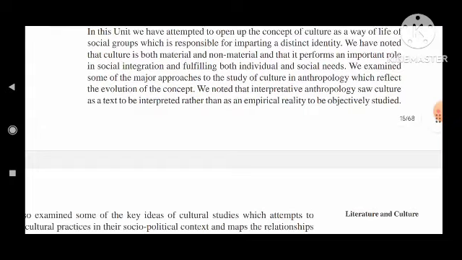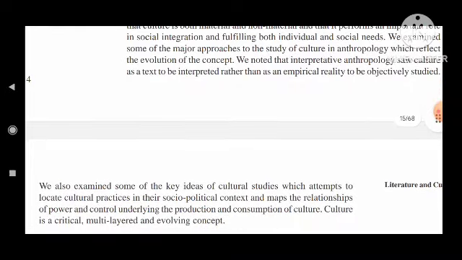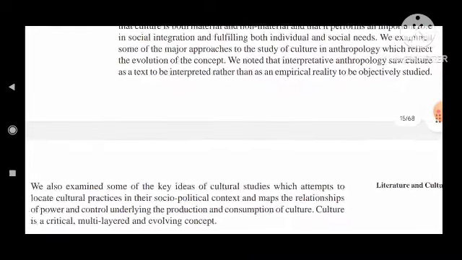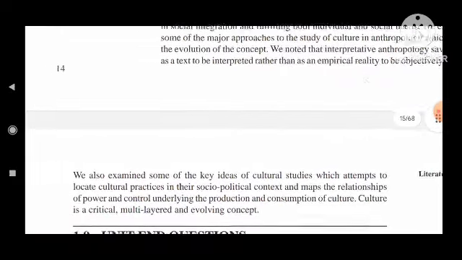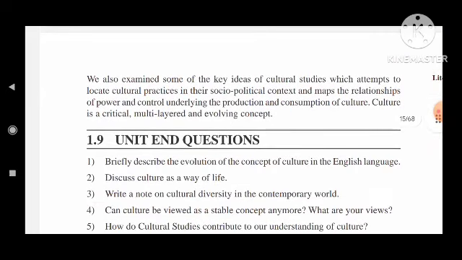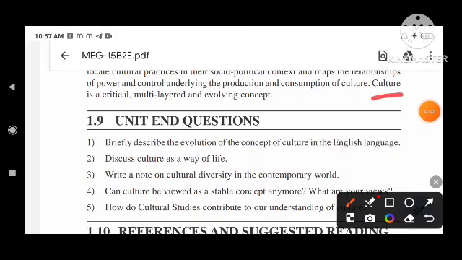We examined some of the major approaches to the study of culture in anthropology, which reflect the evolution of the concept. We noted that interpretative anthropology treats culture as a text to be interpreted rather than as an empirical reality to be objectively studied. We also examined some of the key ideas of cultural studies, which attempts to locate cultural practices in their socio-political context and maps the relationship of power and control underlying the production and consumption of culture. Thus culture is a critical, multi-layered and evolving concept. So here is the main key point you can note down: culture is a critical, multi-layered and evolving concept.